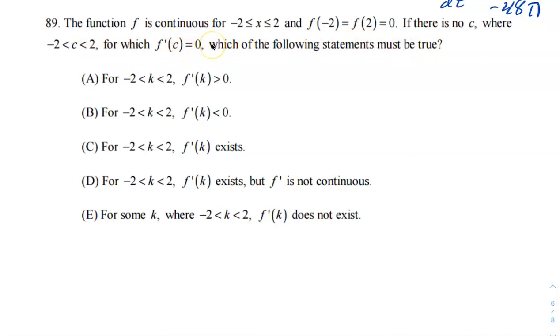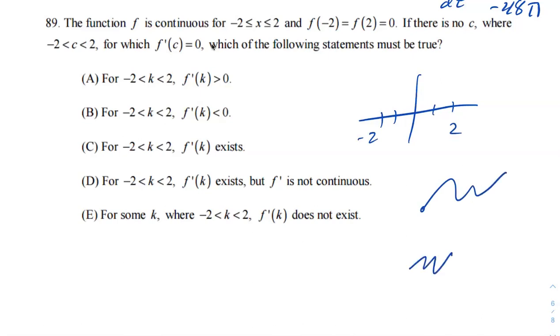So the function is continuous from -2 to 2. Sometimes I like to draw it, so I have a picture in my head. So it's continuous from -2 to 2. That means it could be like this. It could be, who knows? It could be nice, but it's continuous. It's not separated. And f of -2 equals f of 2 equals 0. So we have this point here and this point there.